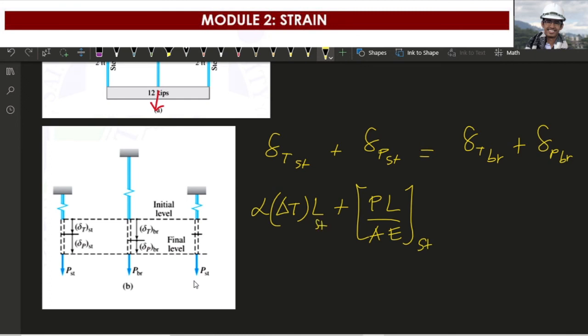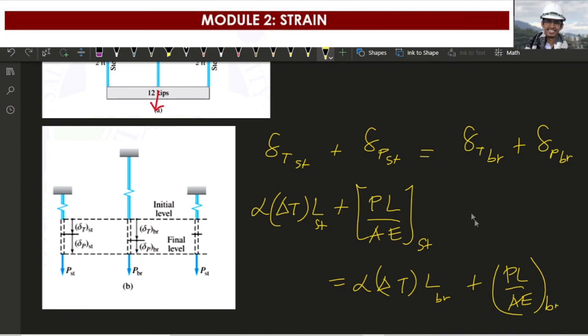Both steel. So that is equal to yung deformation ng ating bronze due to temperature, so that is alpha times delta T times yung L ng ating bronze plus yung deformation due to the force ng ating bronze. So that will be PL over AE ng ating bronze. Tama?